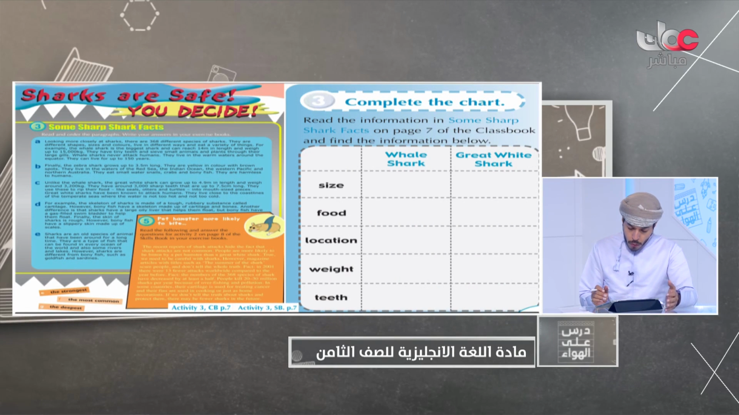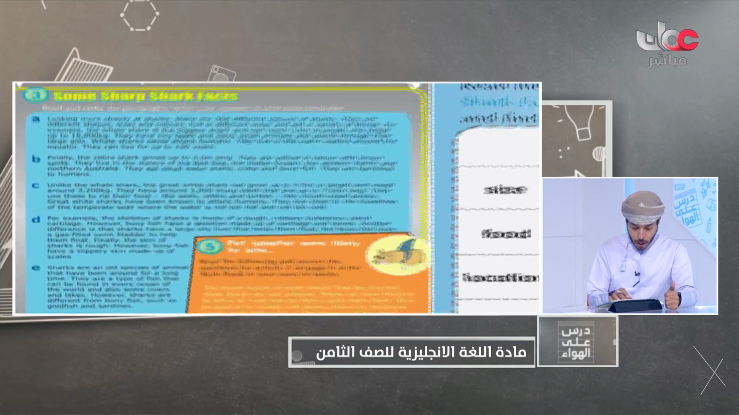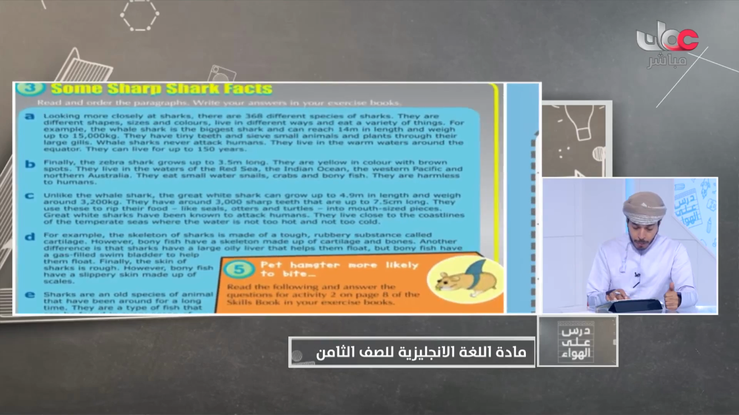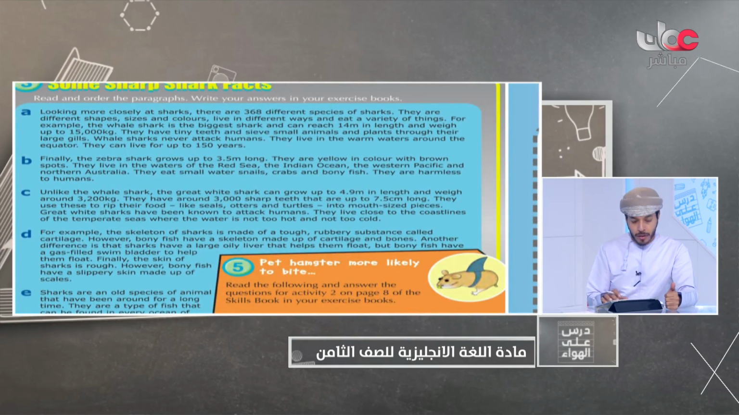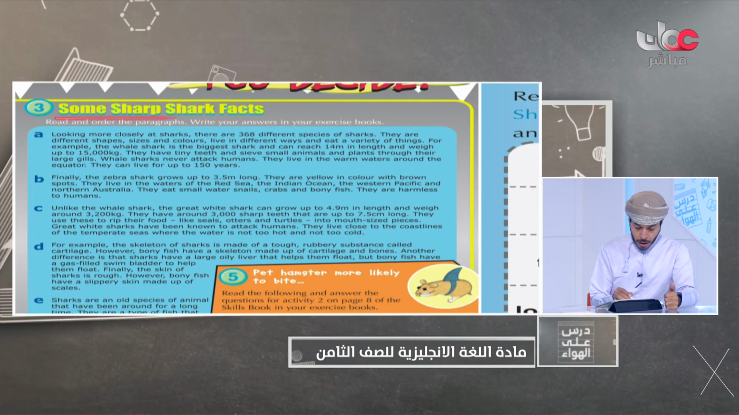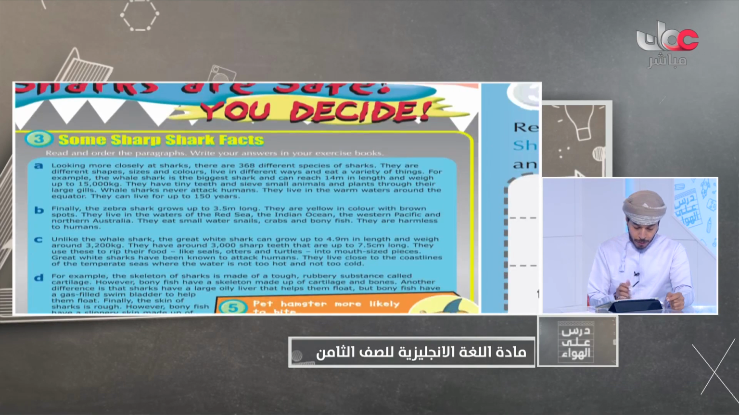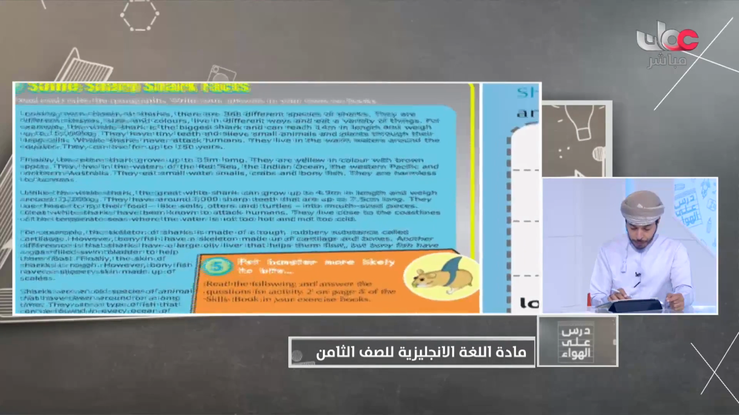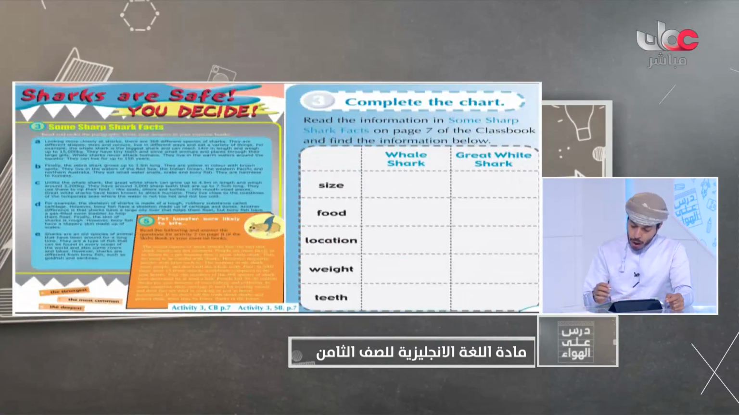Then we will move forward to activity 3 of our class book, page 7, which talks about some sharp shark facts, which is this one. Some sharp shark facts. Sharp means hard. For example, teeth or sharp teeth. Good. And also we are going to open your skills book on page 7, activity number 3. Complete the chart.